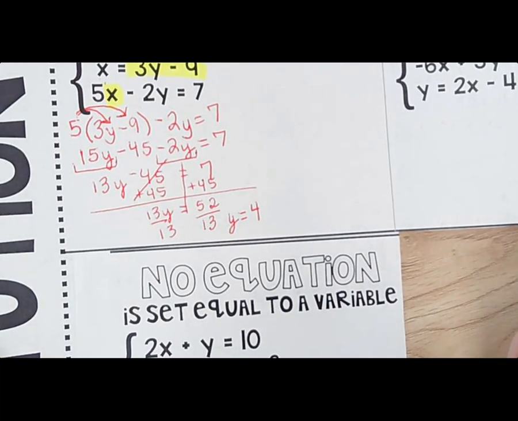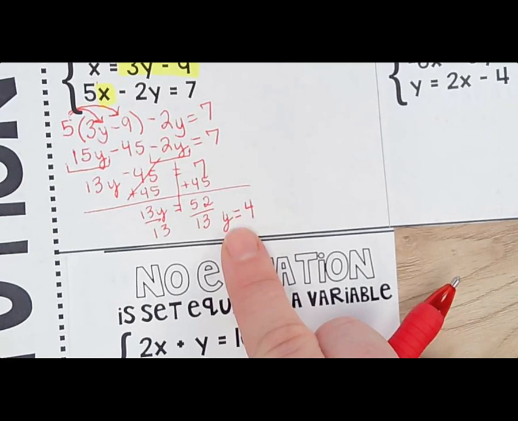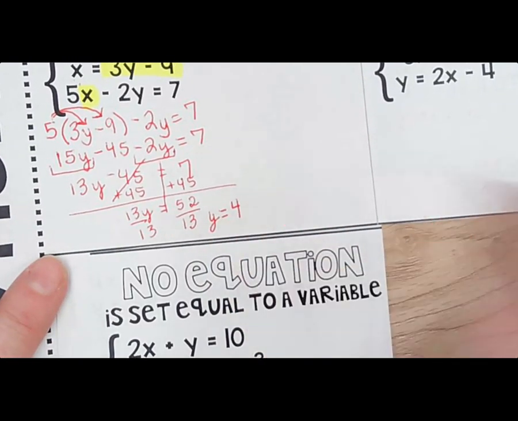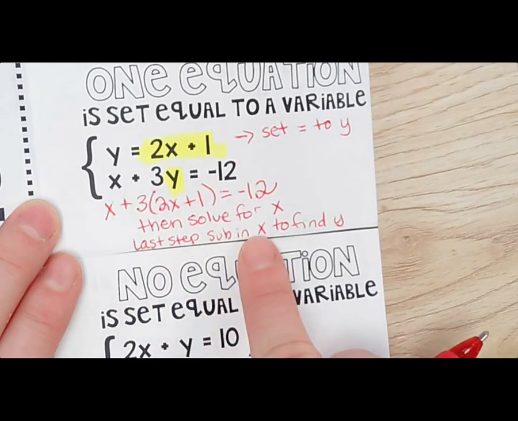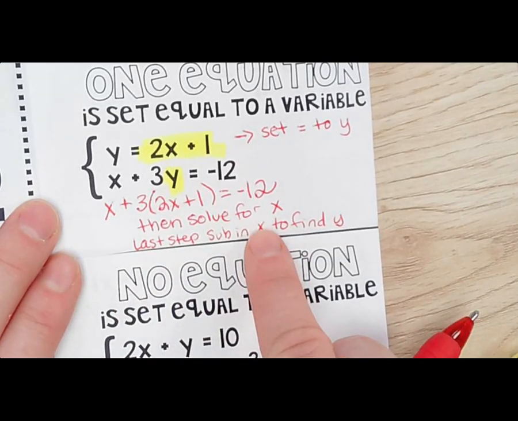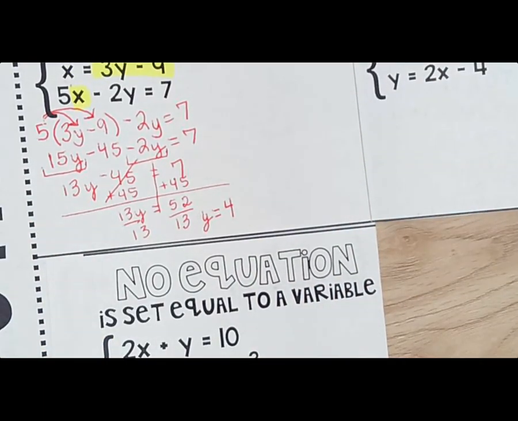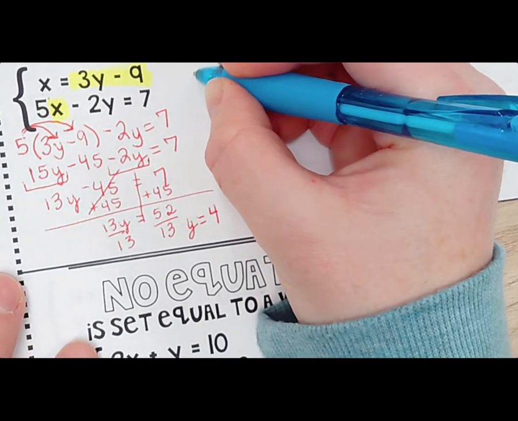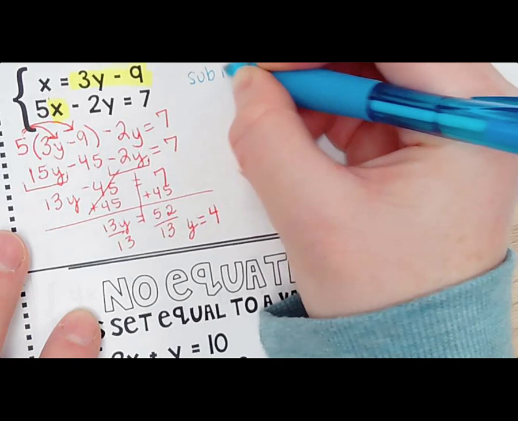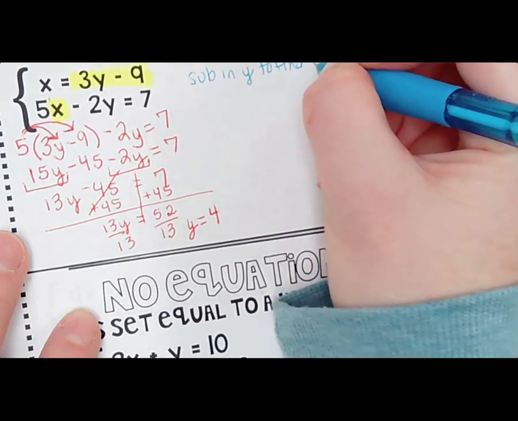So we have y equals 4. So we know what the y value is. We don't know what x value is yet. So once we solve for y, we put last step sub in, well, instead of x, we're going to say y to find x. I'm going to write it in a different color. Sub in y to find x.